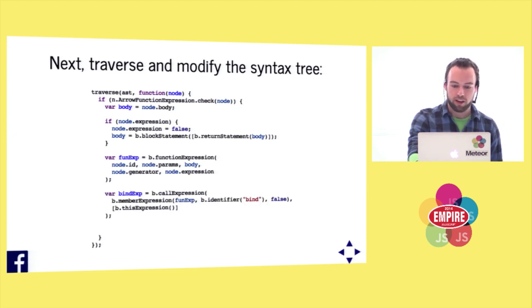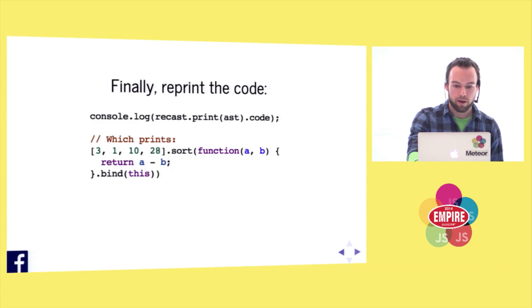And just in case the value of this matters, we're making a call expression which calls the member expression consisting of our function expression and the bind method identifier, and passes this as the argument to that bind method. And that's all we need to do. We replace the current node with the new bound expression. And again, reprint the code by just calling recast.print with the AST, grab the little code property, and it prints out what we would expect.